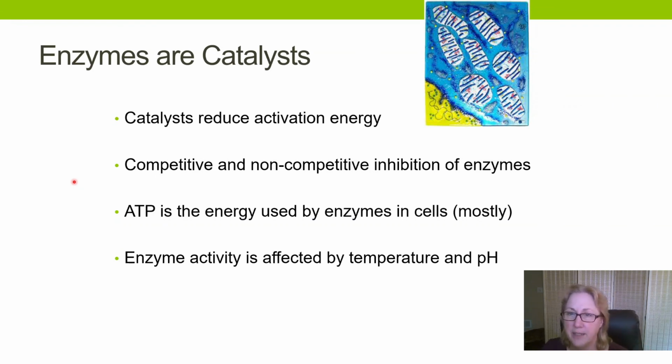Competitive versus non-competitive inhibition of enzyme. Competitive inhibition means that our inhibitor is going to bind right to the active site of that enzyme. ATP is the energy that's used by cells, mostly. Sometimes GTP is used. And enzyme activity is affected by temperature and pH, and also salt concentration, because those things affect the shape of proteins. And an enzyme is a folded protein. It has to be the right shape in order to work.